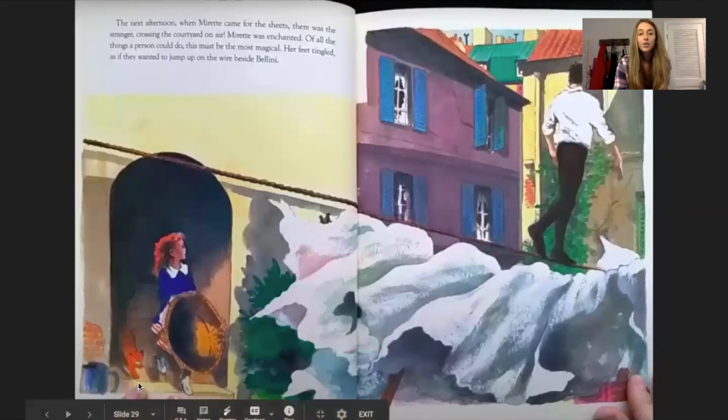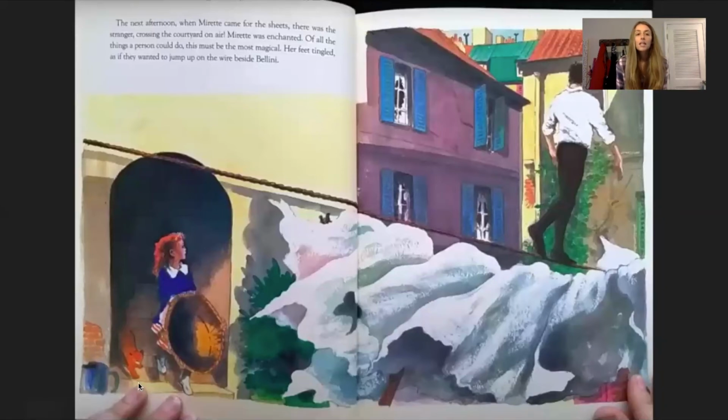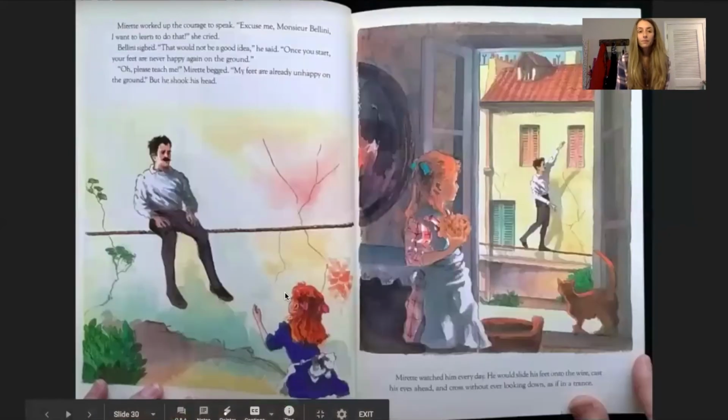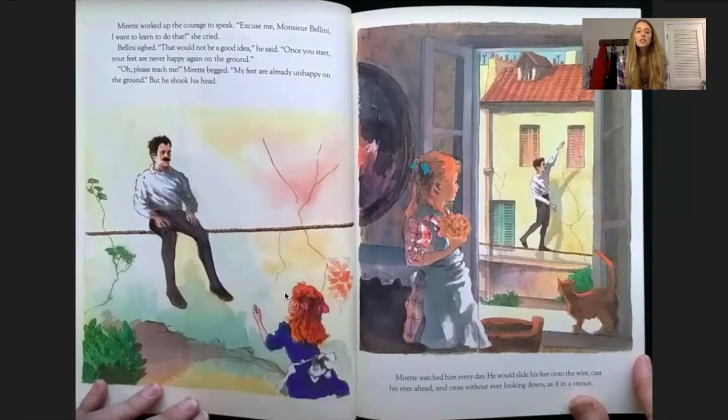The next afternoon, when Mirette came for the sheets, there was the stranger crossing the courtyard on air. Mirette was enchanted. Of all the things a person could do, this must be the most magical. Her feet tingled as if they wanted to jump up on the wire beside Bellini. Mirette worked up the courage to speak. "Excuse me, Monsieur Bellini. I want to learn to do that," she cried. Bellini sighed. "That would not be a good idea," he said.